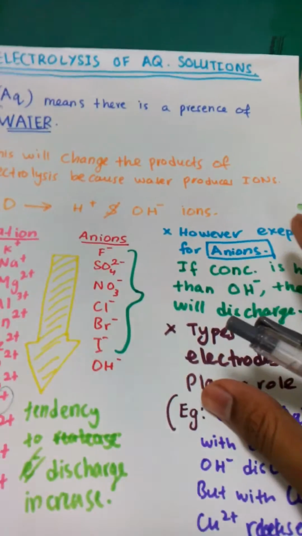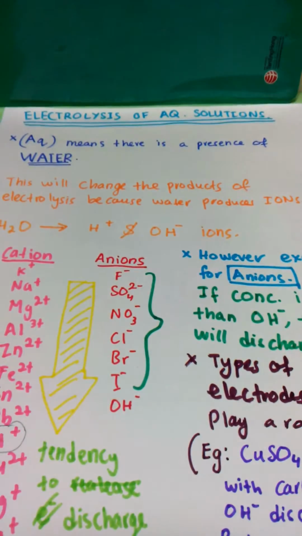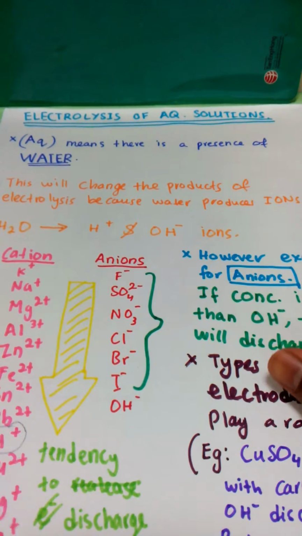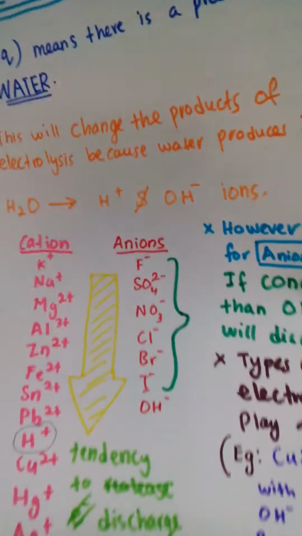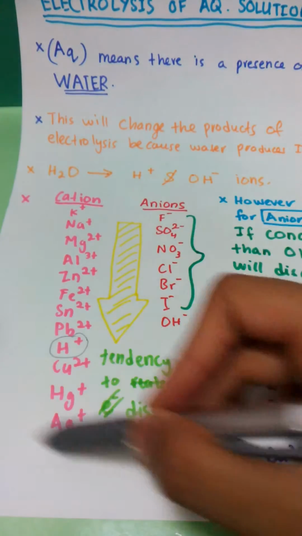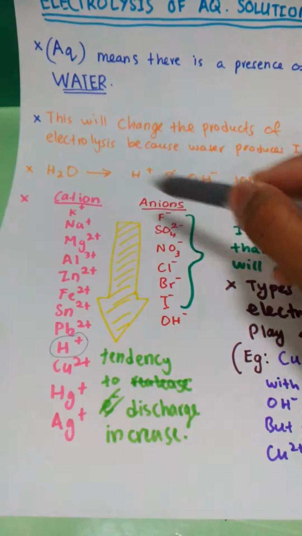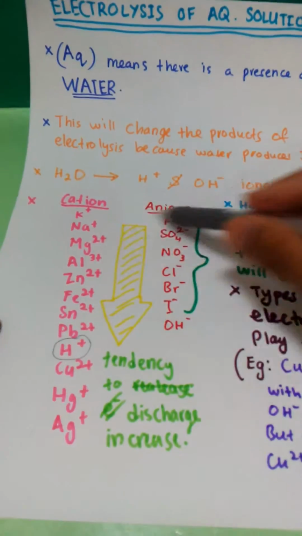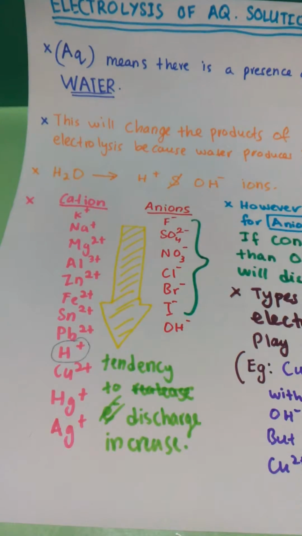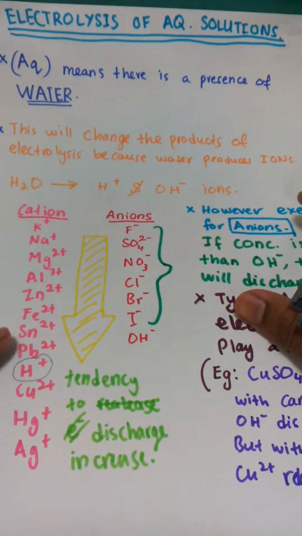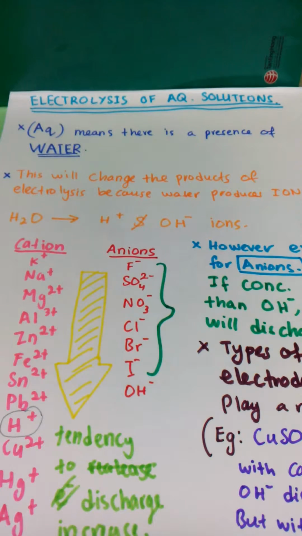So that's basically all we have to cover for electrolysis of aqueous solutions. Very simple, not that hard. All you have to remember, the main thing, is this big chunk right here, the cation and anion reactivity series, and you're pretty much good to go with electrolysis of aqueous solutions.